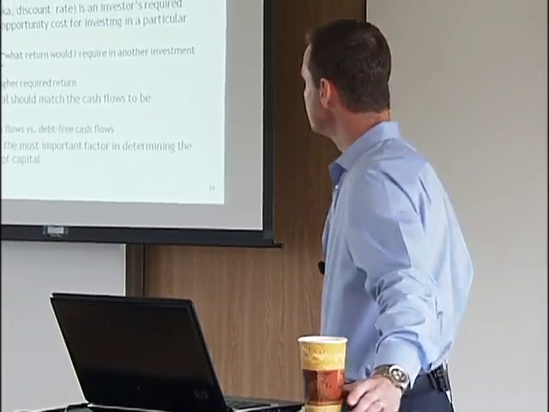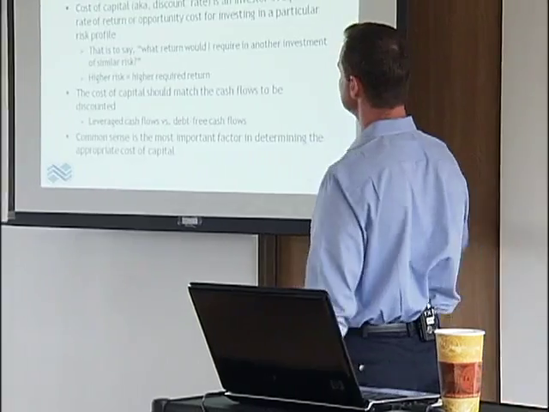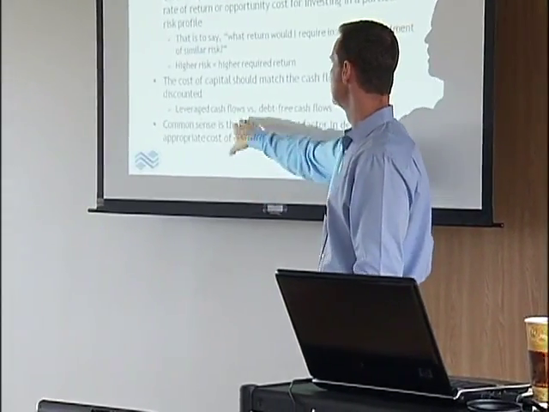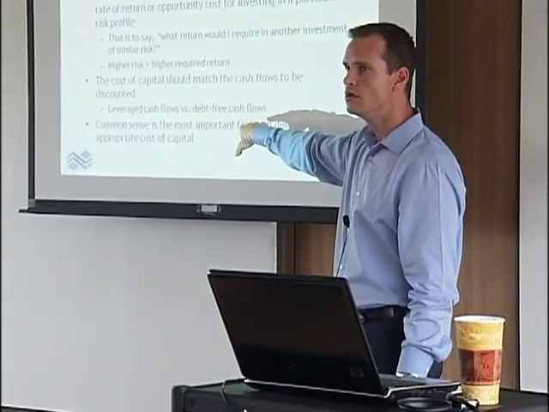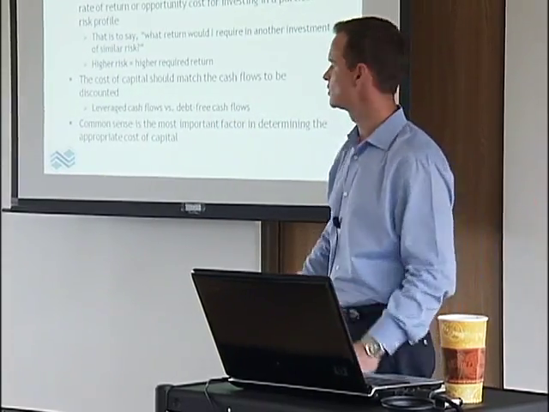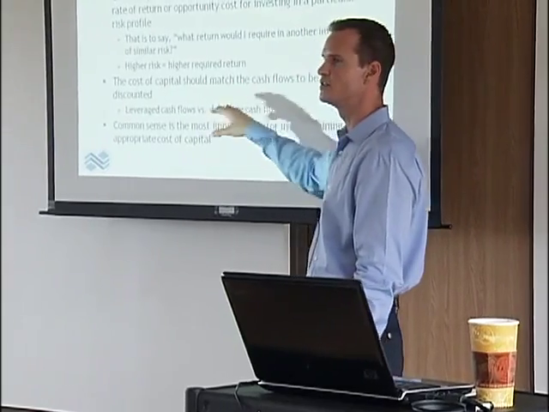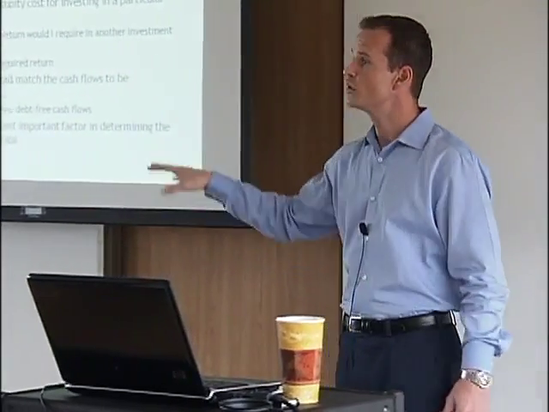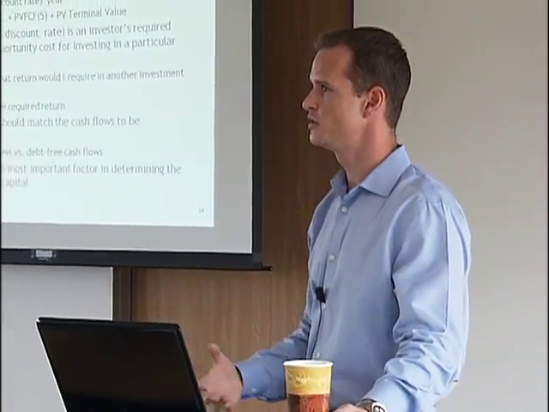All right, and we've noted here that the cost of capital needs to match the cash flows to be discounted. Again, in our model, if we're discounting free cash flows, we're discounting by the weighted average cost of capital. It's a debt-free, or unlevered, model. You can also do this on a levered basis. It's called a flows to equity approach.